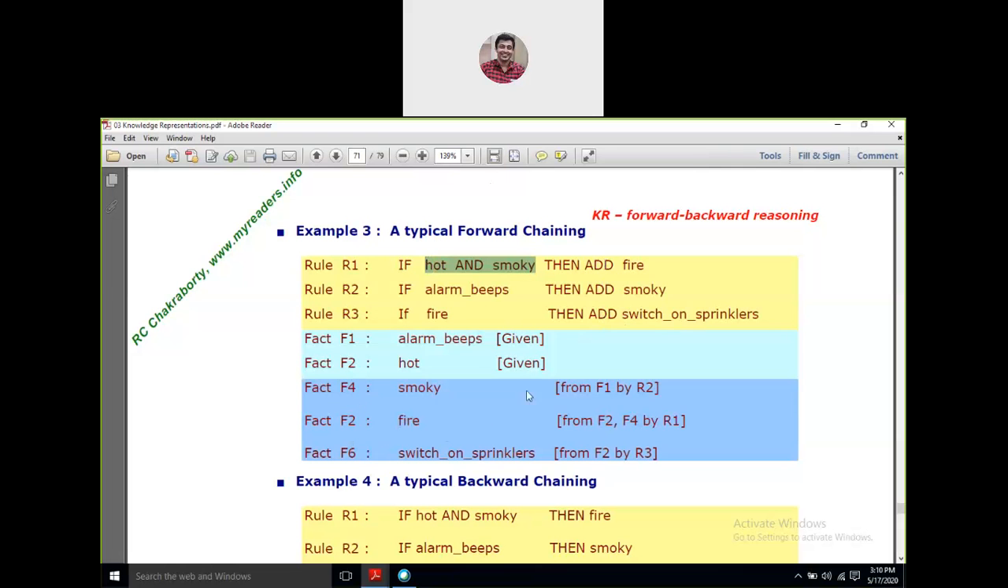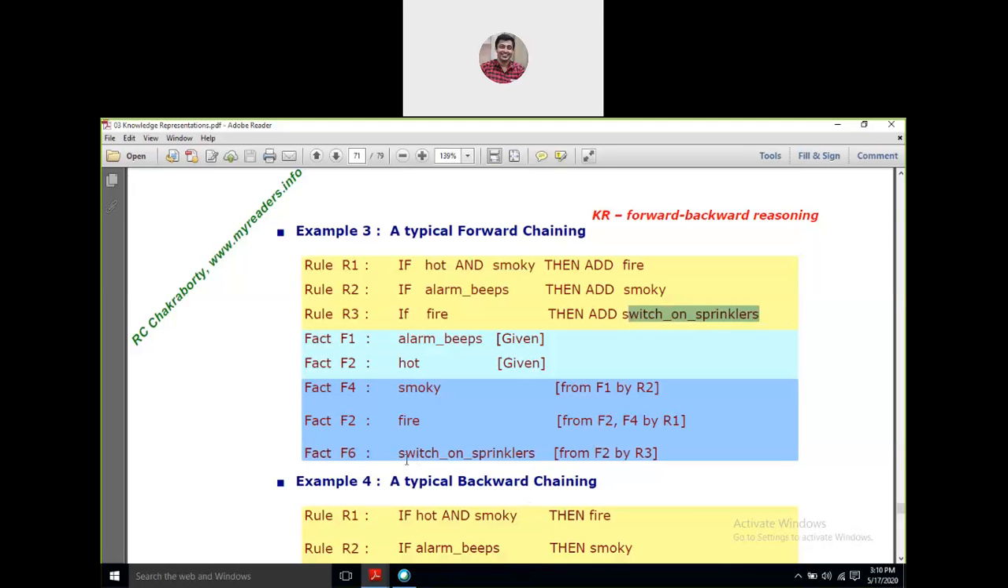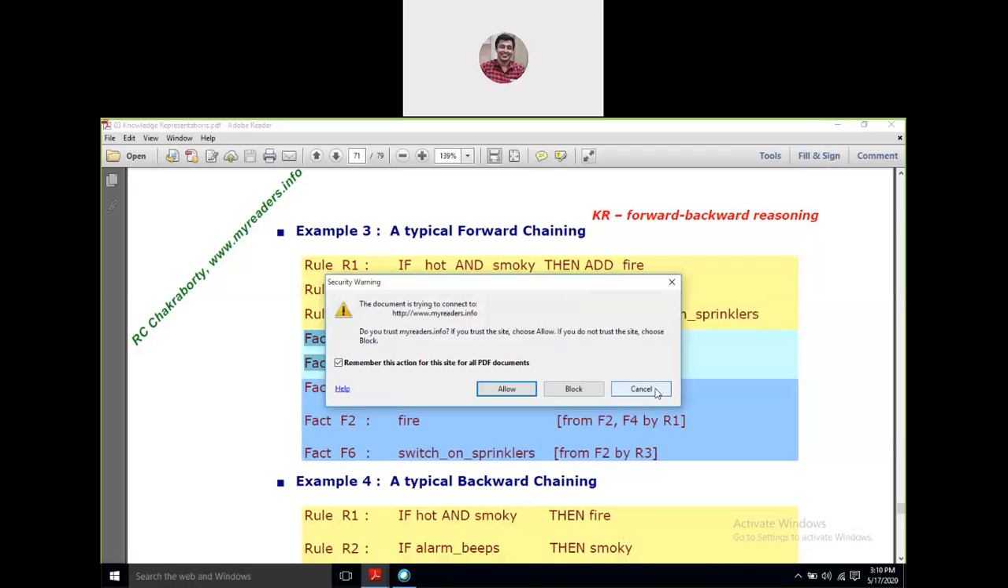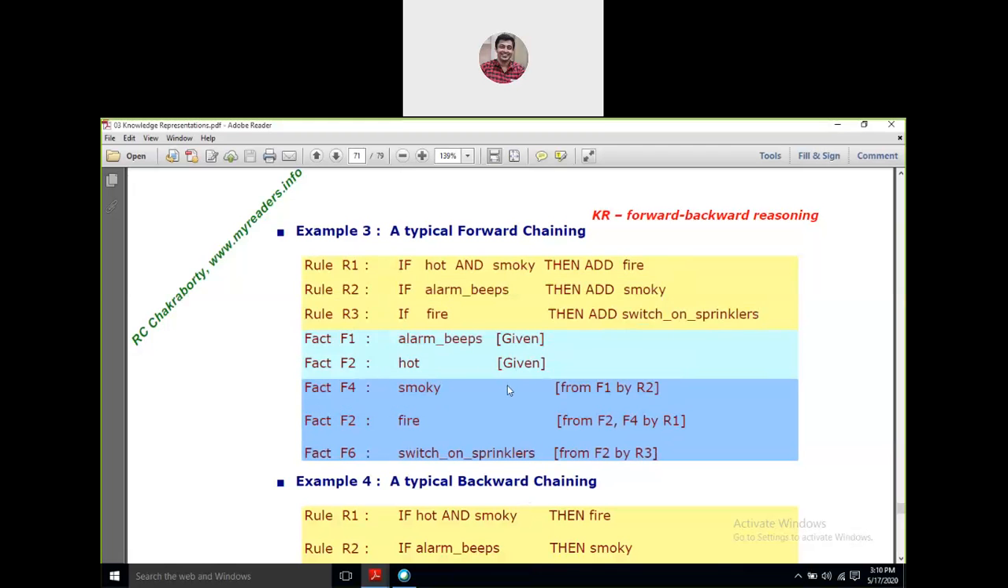Now comes what? By application of F2 and R3, it's been wrongly given. F2 and R3, what we are going to get? It is switch on the sprinklers. So you can deduce further facts. That means you can infer some more information from the already provided facts and the set of rules that has been provided to you, right? So this was the case of forward chaining.